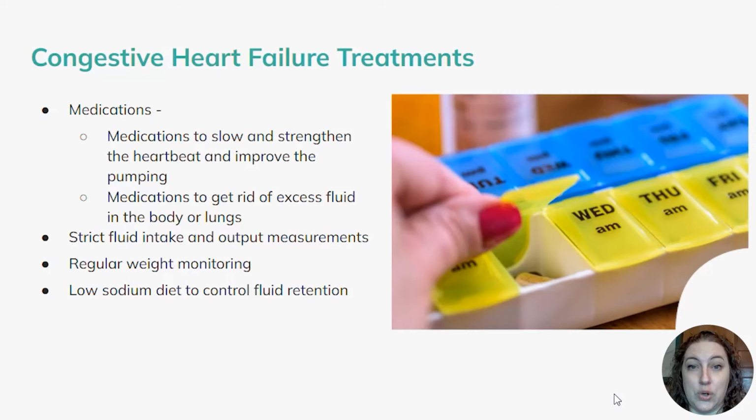Regular weight monitoring. A lot of times your client will be weighed every day so that the health team can quickly respond if there seems to be an indication that fluid is backing up. And of course, a low sodium diet to control fluid retention.